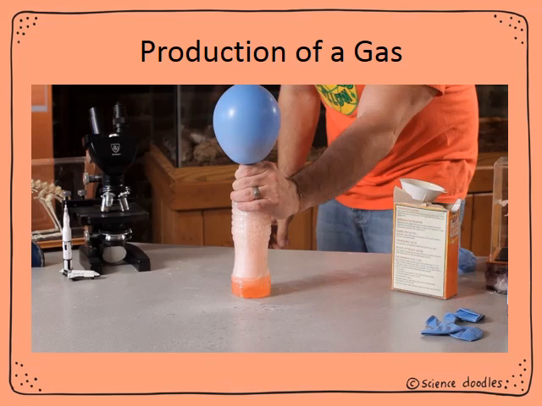So this is a fun experiment you can do, or we might do in class, where you take a plastic bottle, you pour some baking soda in the bottom, then you pour in some vinegar, you put a balloon over the top of the bottle, and then as the baking soda and vinegar react, carbon dioxide gas is given off, and it will actually blow up the balloon a little bit because the gas is rising out of the bottle.